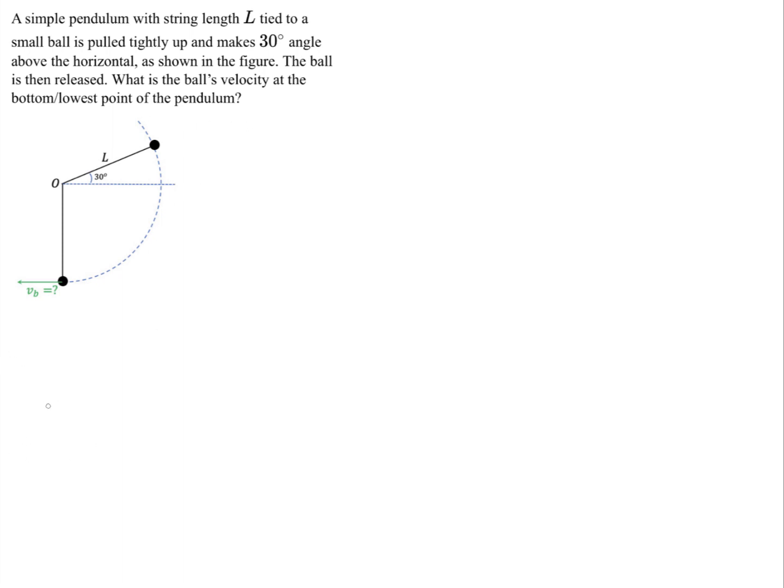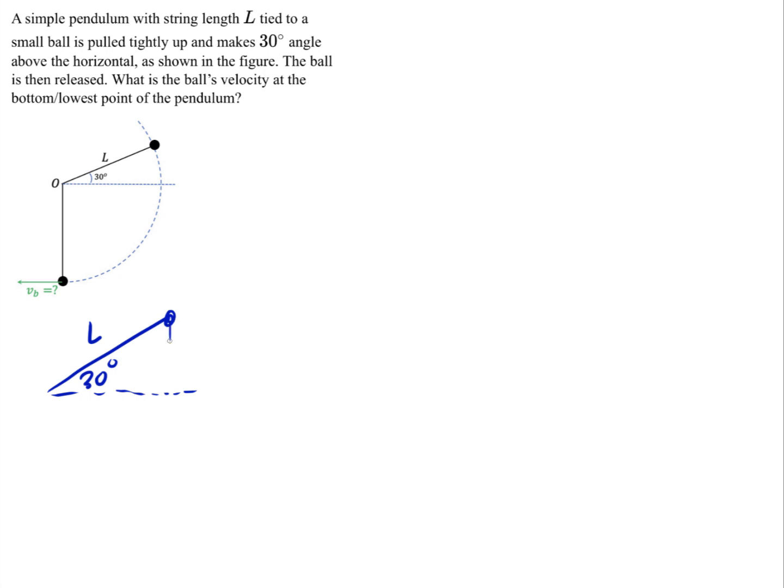So let's start by drawing a diagram for this. We can actually divide this movement into two parts. The first part is simply going to be free fall, as it's just released from this 30-degree angle. So let's say that this is the string of length L. Here's the mass. This is the horizontal. And this is the 30-degree angle.